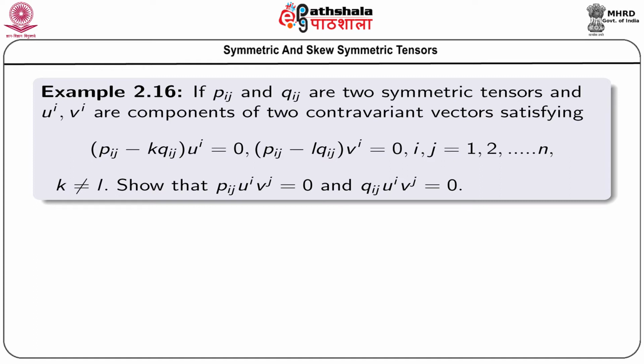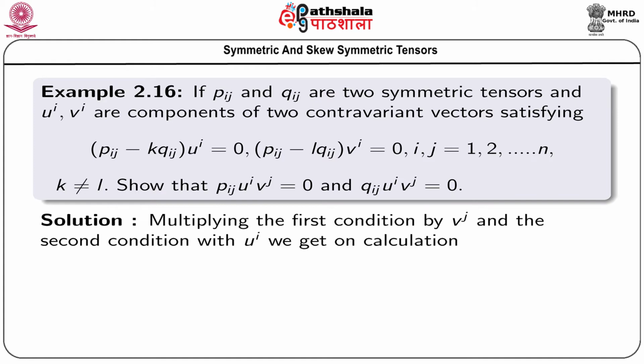Now, let us take another example. If Pij and Qij are two symmetric tensors, and ui, vi are components of two contravariant vectors satisfying the equations Pij minus k Qij times ui equals 0, and Pij minus l Qij times vi equals 0, where i, j are running from 1 to n and k is not equal to l, then Pij ui vj equals 0 and Qij ui vj equals 0. We have to show these relations.